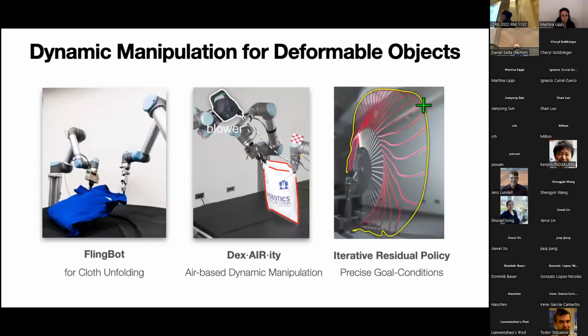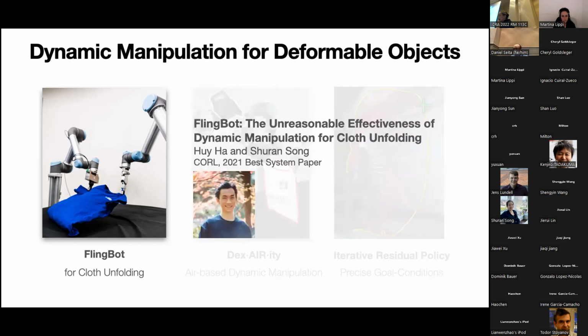In this talk, I'm going to show some of the possible solutions for all those challenges through three of our recent works. We'll start with a relatively simple task, cloth unfolding, that doesn't really require very precise control, and move towards more challenging tasks that have much higher requirements of precision and are also goal conditioned. So let's start with Flingbot, which is our first attempt at using dynamic manipulation for the task of cloth unfolding.